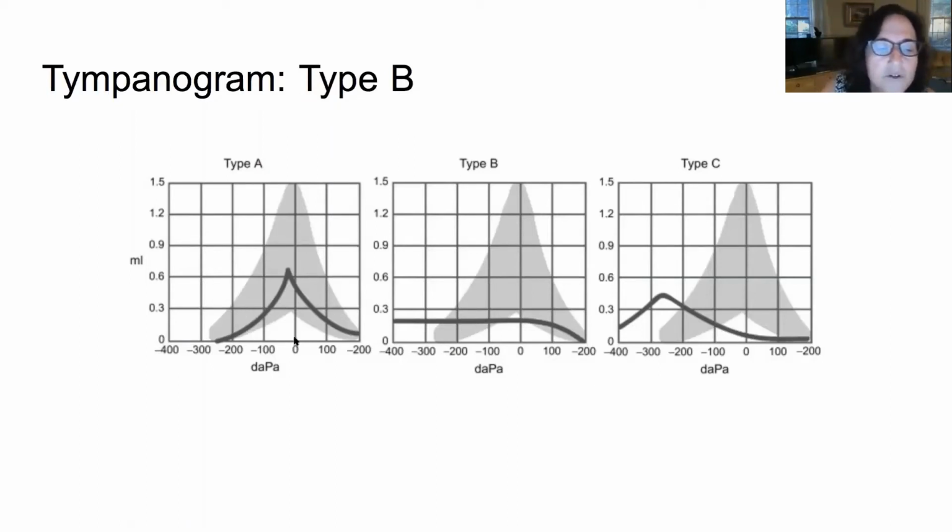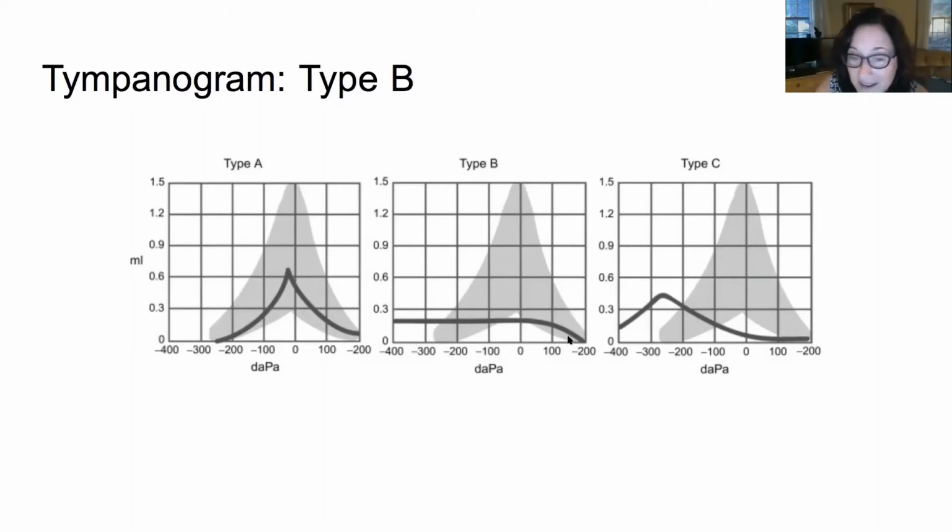So if your eustachian tube is equalizing and atmospheric pressure is at the middle ear and the ear canal, your eardrum will move best. There's also a height to this tympanogram. That's the compliance, the way that the eardrum moves. The type B tympanogram here is flat.